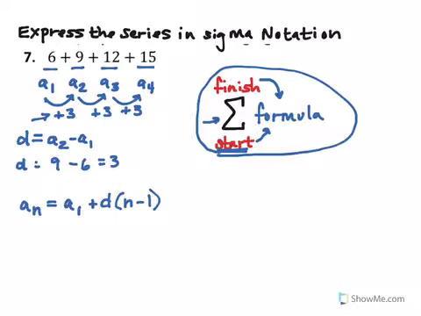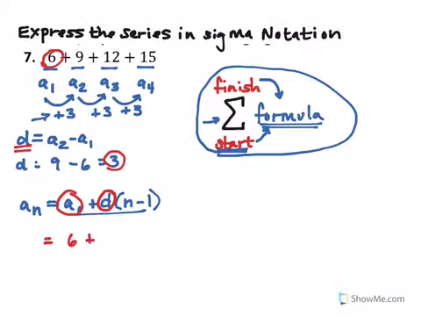So here we can figure out this explicit formula. This is going to be the formula that we put next to this Greek letter sigma. So we can fill in a sub 1. We know a sub 1 is 6, so we can plug that in here. We know that the common difference is 3, so we can plug that in here and then simplify to figure out our formula. So a sub n is equal to 6 plus 3 times n minus 1.